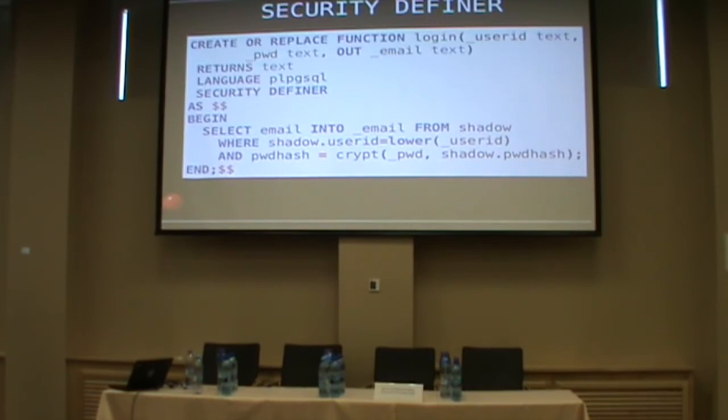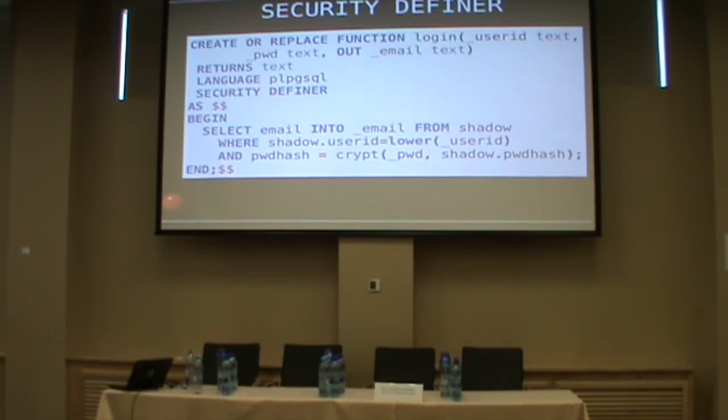And we say it returns text, and we say language PL pgsql security definer. That's the part that makes this one run as a setuid binary. So if we just say create function, and then the web app user runs it, the function will run as the web app user. But if I add security definer, the function will run as whatever user owns the function. Please make sure this is not the super user. Otherwise it runs as super user. It runs as someone that has permissions on the shadow table.